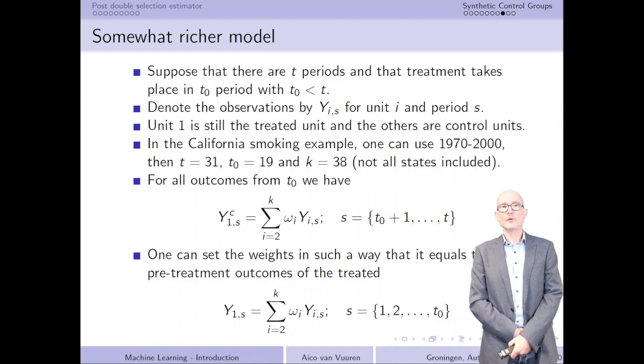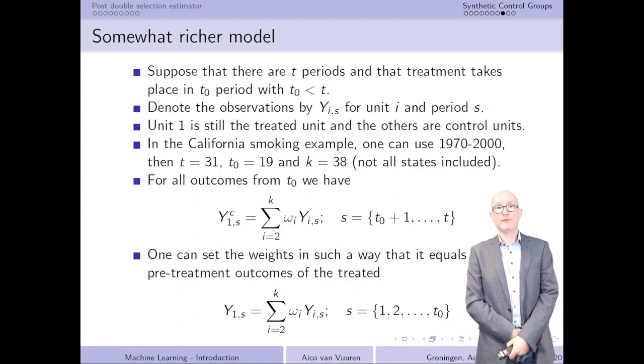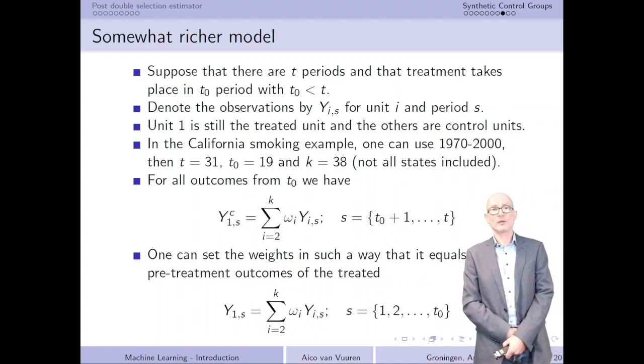So now what we're going to have is Y1s^C, where s can run from T0 plus 1 up till T, and we're going to predict them as a weighted average over the observations that we have from our control units. So we're going to have again a weighted sum over the observations where the weights are again equal to omega i. Then the question arises, how are we going to set those weights?